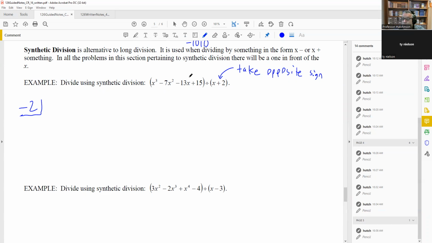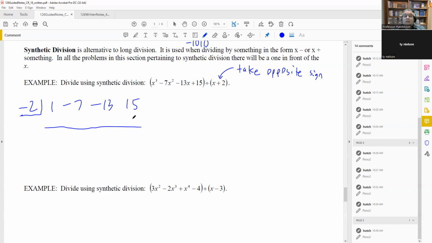Then you're going to put the coefficients. Now, again, you want to make sure that these are descending powers. If there's any terms missing, you do want to put a 0 placekeeper in for that as well. But in this case, you don't have to worry about that because all the powers are accounted for. So I'm going to put a 1 there, minus 7, minus 13, and then 15, like that. And then we have a line that goes underneath.